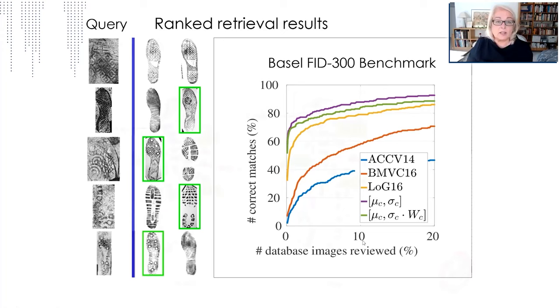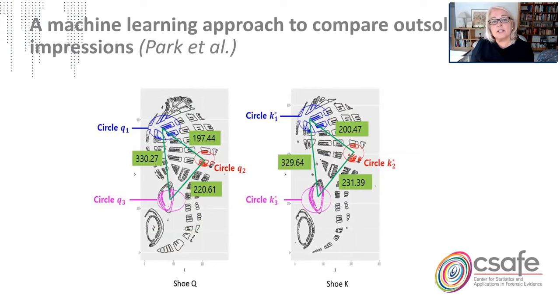A different type of approach for footwear impression are the algorithms that we are developing to compare outsole prints. And so imagine you have a question print and you have a putative shoe, so a known shoe and a question shoe print. And you would like to know whether these two impressions could have come from the same shoe.